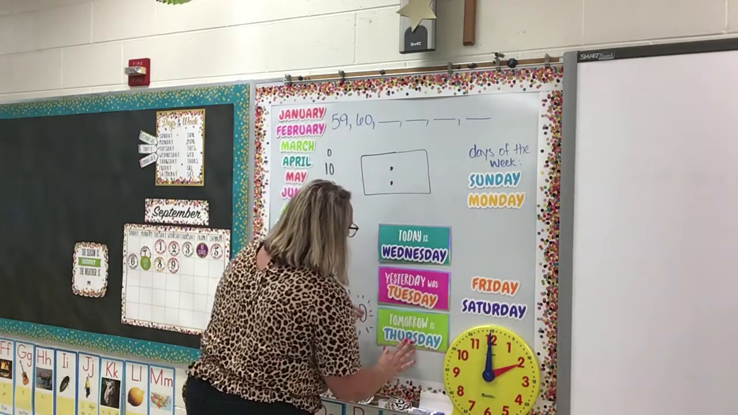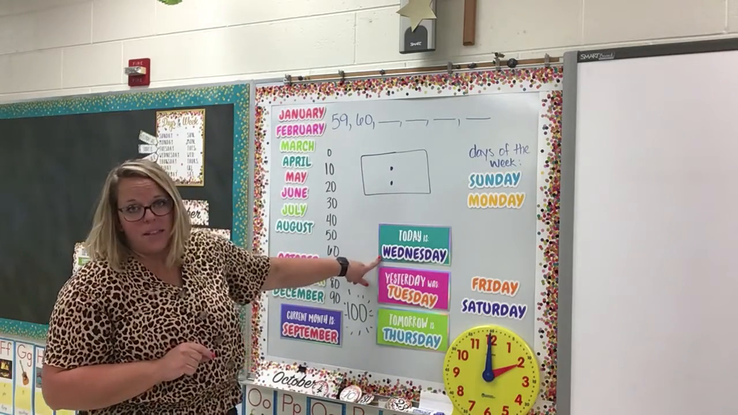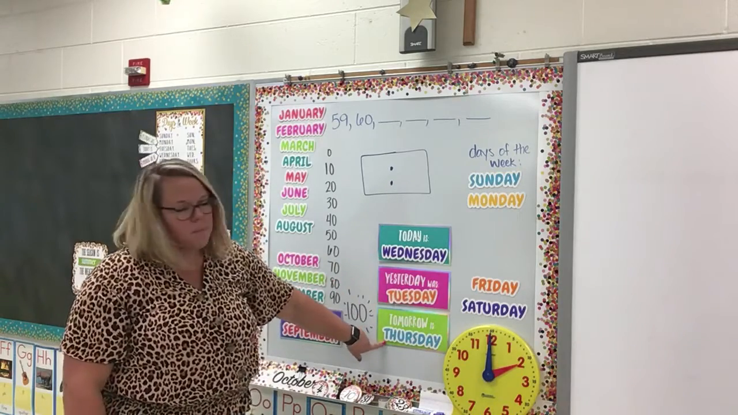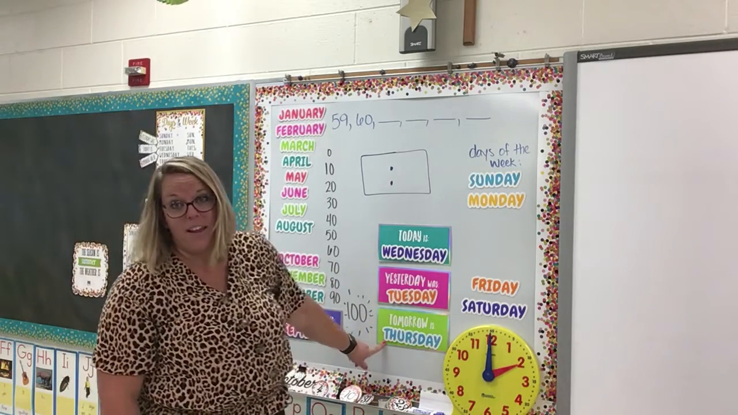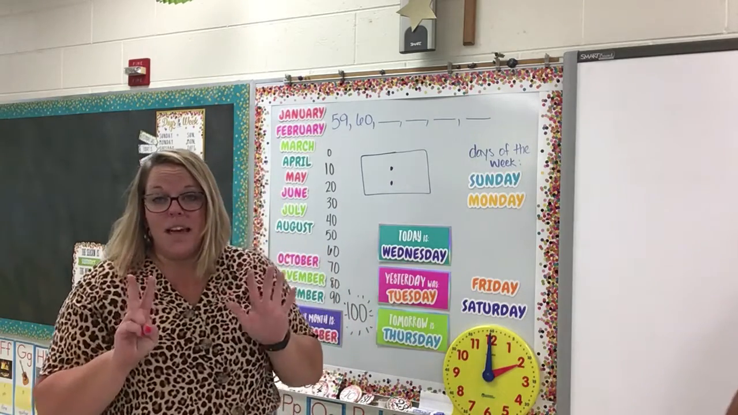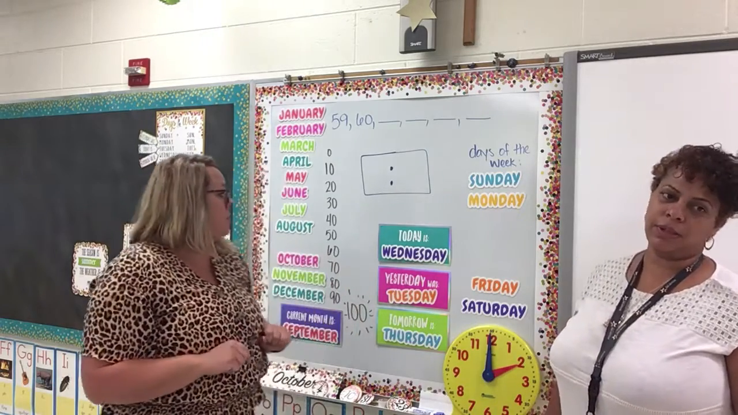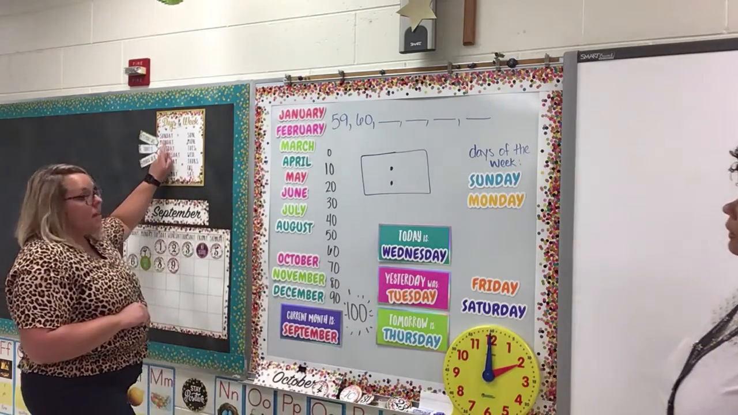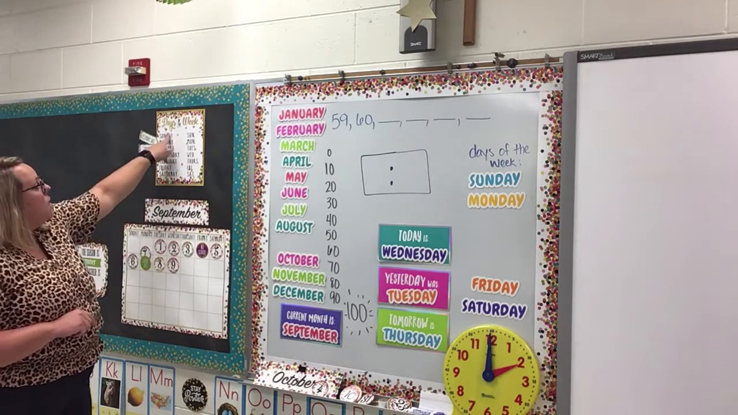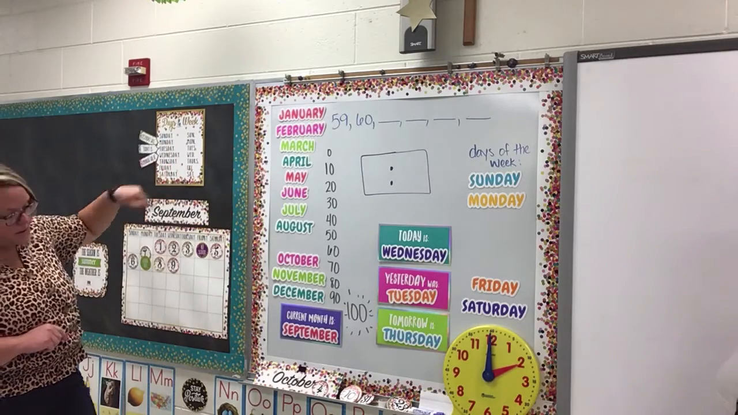Today is Wednesday. All day long. Yesterday was Tuesday. Tomorrow will be Thursday. Let's have fun. There are 7 days in the week. Sunday, Monday, Tuesday, Wednesday, Thursday, Friday, Saturday.